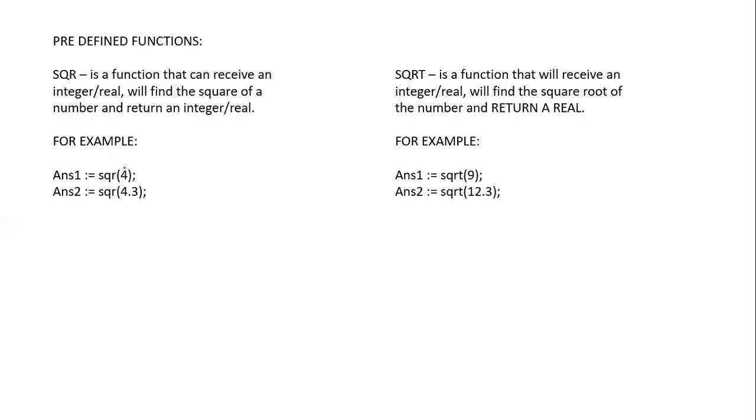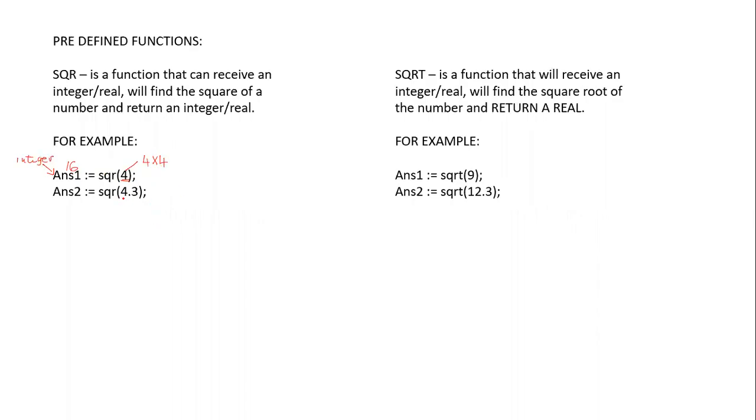If I find the square of 4, finding the square means multiplying it by itself. So that's 4 times 4. That's going to give me an answer of 16. And the answer 16 will be stored in the variable ans1. Since the parameter 4 is an integer, this variable ans1 should be declared as an integer as well.